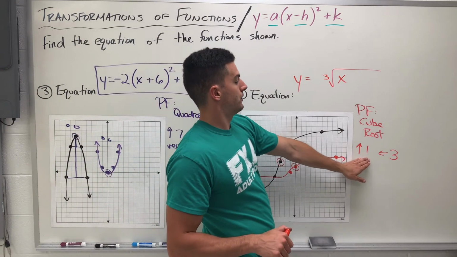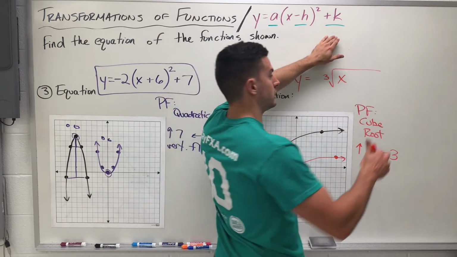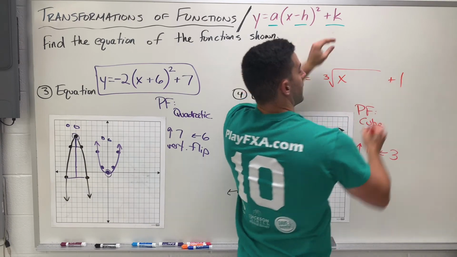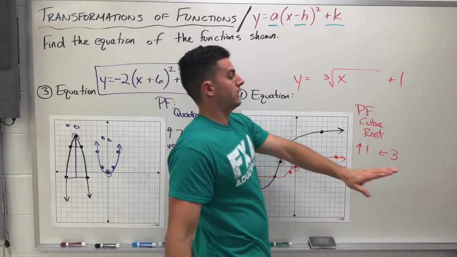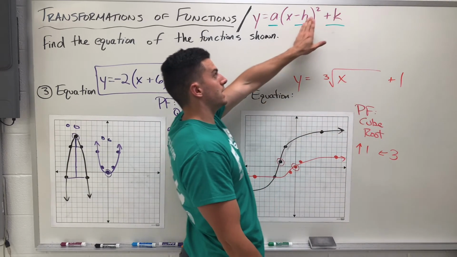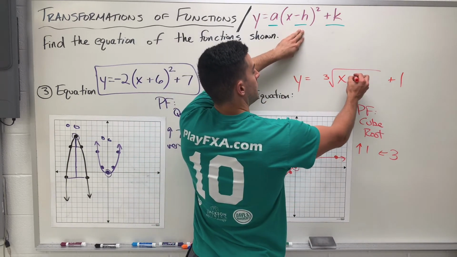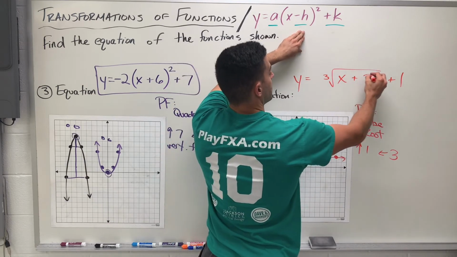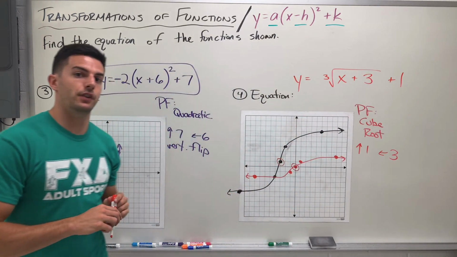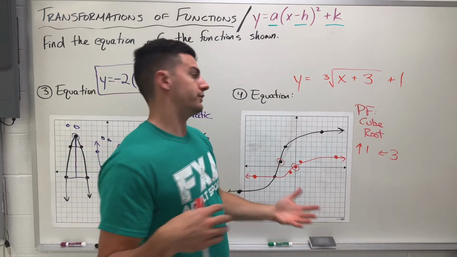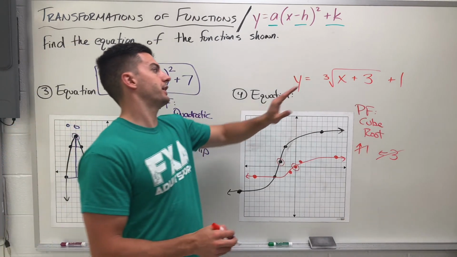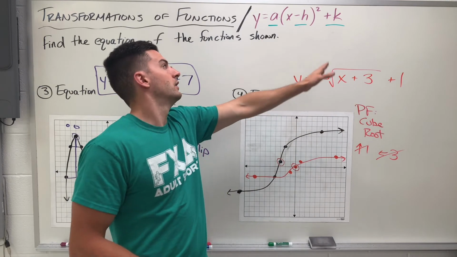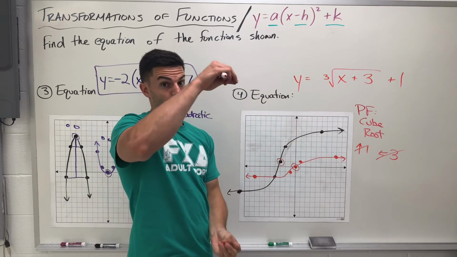So up 1, that's a k value. So that's going to be a plus 1 outside of the radical, outside of a group with the x, okay? And then a left 3, that's an h value. Again, left means plus, and so plus 3 is going to be in a group with the x there. So those are my horizontal and vertical shifts. That's like half of the things I have to figure out, so that's good. Now it's just figuring out, does it flip vertically, and is it stretched or shrunken?